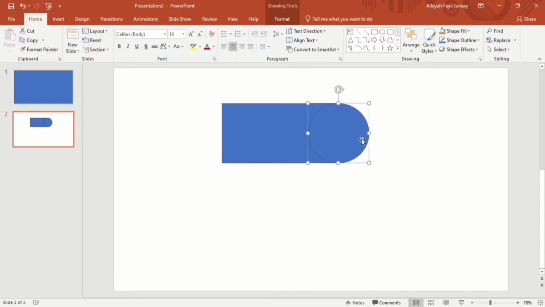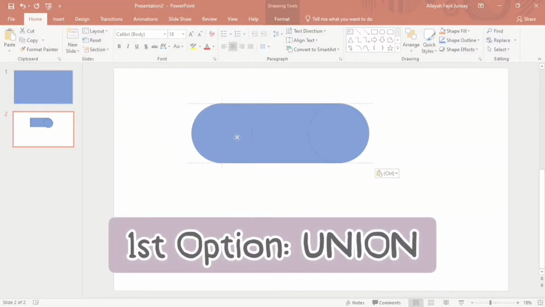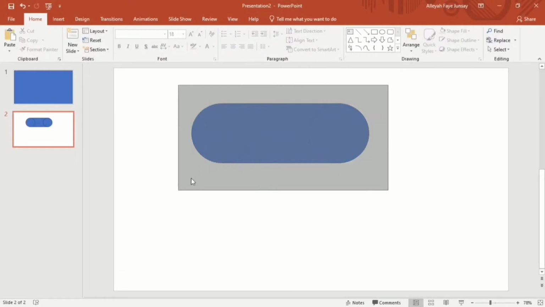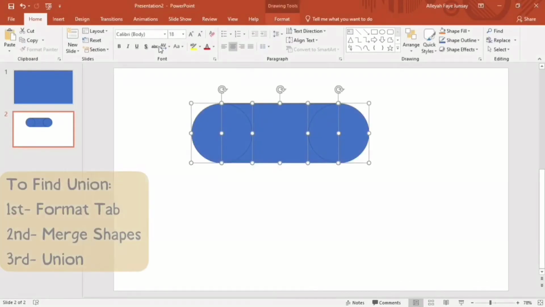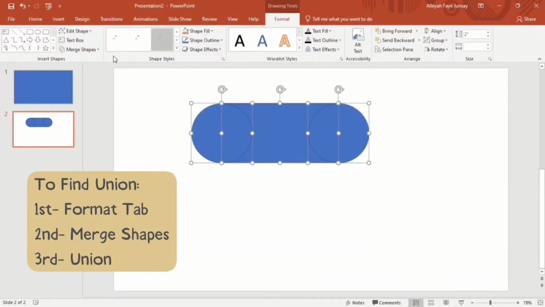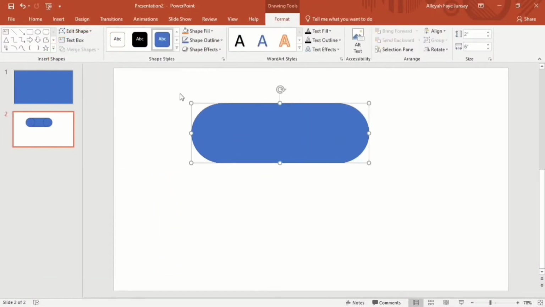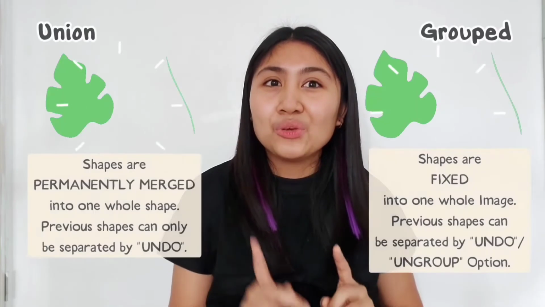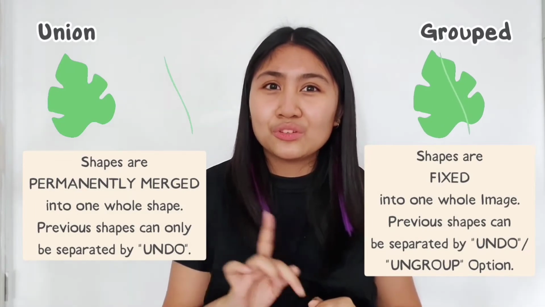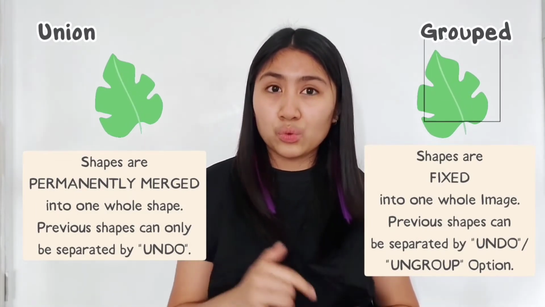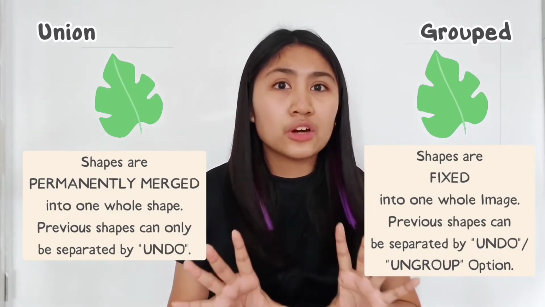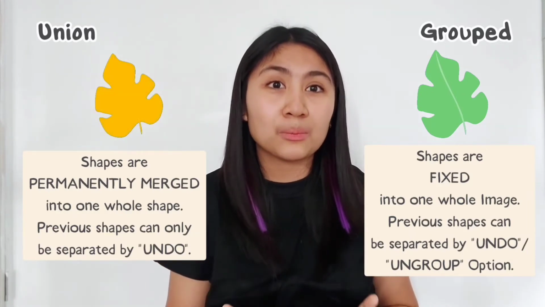For the first merge option, this is union. I've already introduced this to you in my last video and like I said, it permanently merges into one shape and this is how it looks like. If for example you made a clip art, then you used union from merge shapes instead of grouping, that would make your clip art merge into one whole shape. Merging it also means that it would be in one color. You can't separate the previous shapes you used unless you undo the action.